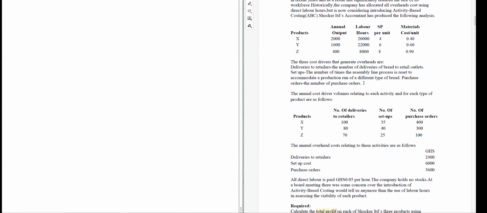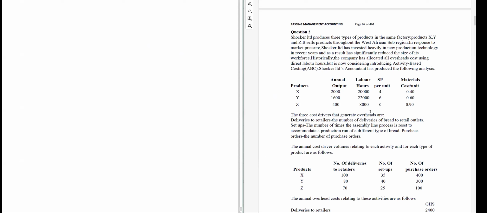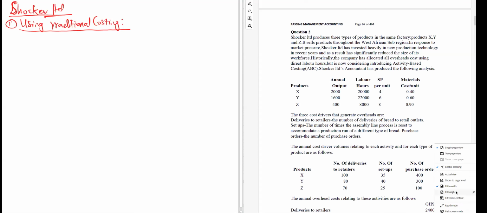Okay, so this is what we have. And then they said we should use the existing methods based on direct labor hours, meaning we are going traditional costing, right? So since we are going traditional costing, the most important thing was the name of the company. Shocker Limited. So we have Shocker Limited, and we are using traditional costing. We need to get the OAR. So let's read. Who will read for us so that I will save my voice?